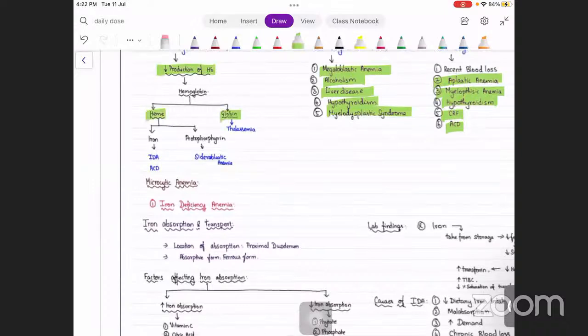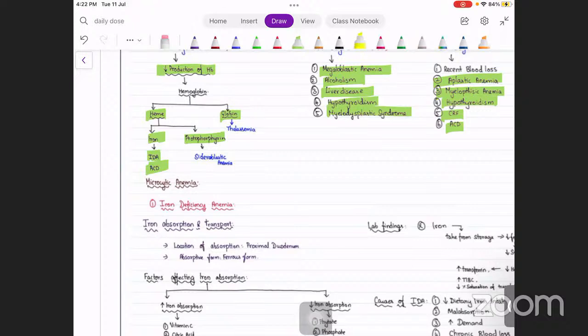Hemoglobin consists of heme and globin. Heme consists of iron and protoporphyrin. So a defect in iron could result in iron deficiency anemia or anemia of chronic disease, due to dietary deficiency of iron or chronic disease. Then protoporphyrin deficiency could result in sideroblastic anemia, while a globin chain defect could result in thalassemia.